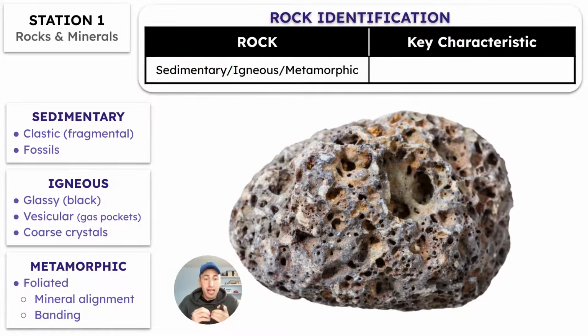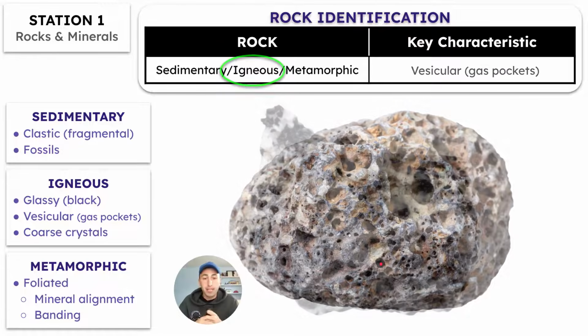Here's another one. You see it has the gas pockets that are not filled in. Like pumice, we saw that, and that is vesicular. So that is going to be igneous rock. The lava was bubbling and then it cooled down very quickly. So the bubbles weren't able to fill in, and therefore you have these gas pockets called vesicular. That would be the key characteristic. Again, you're given the reference table for the different rocks for this station, so you can look at it and refer to it to get vesicular or glassy or coarse crystals or foliated, those terms.